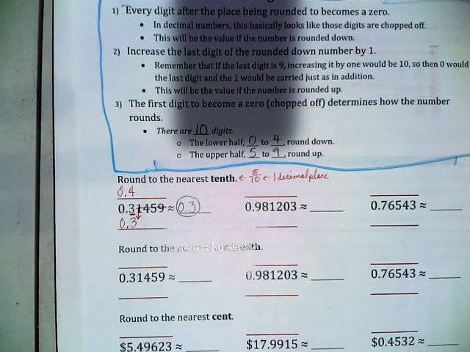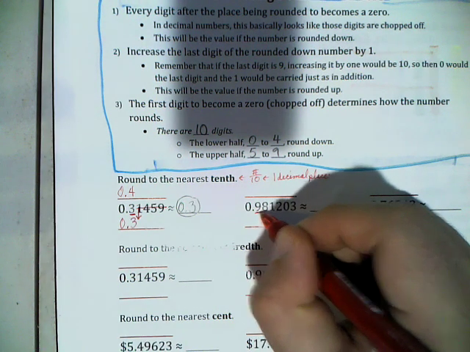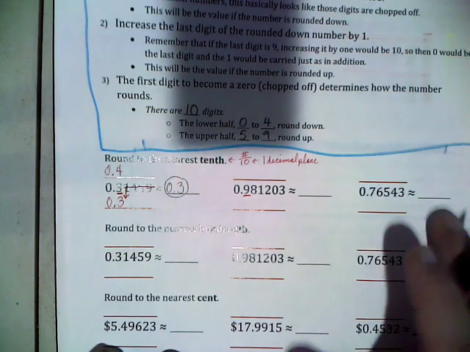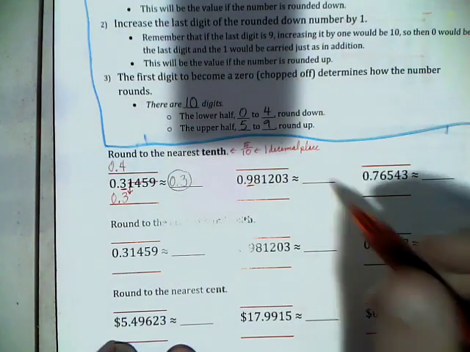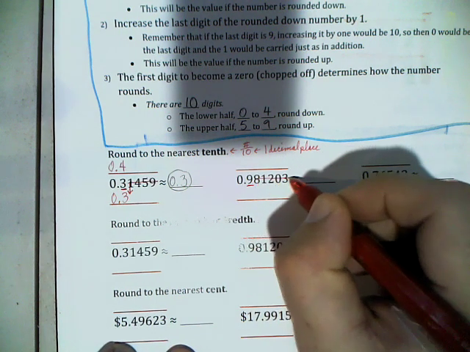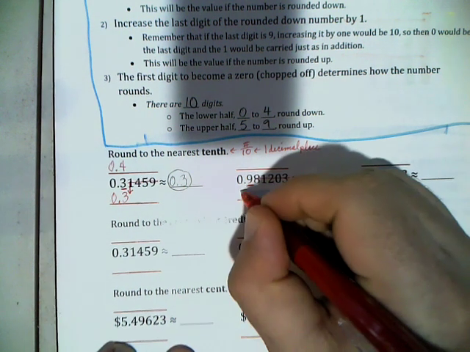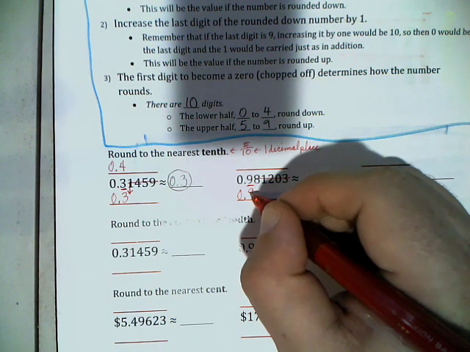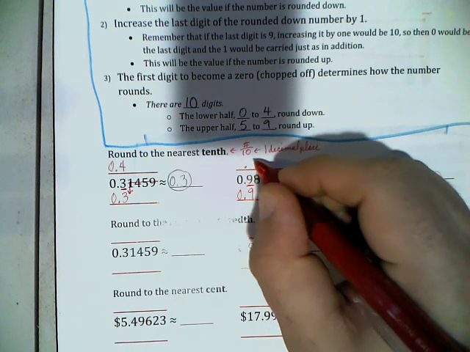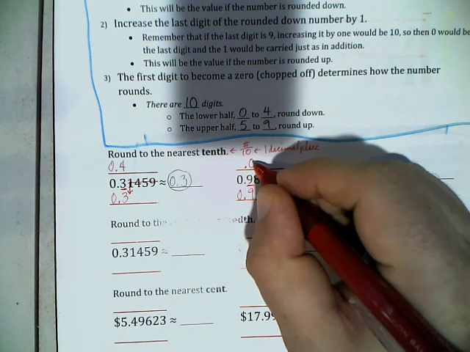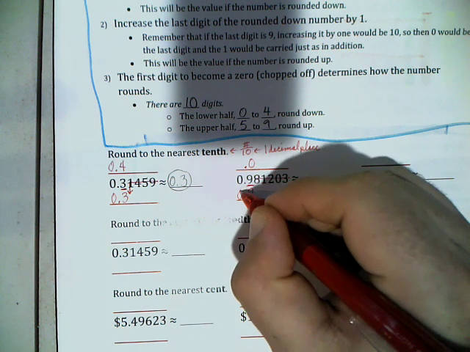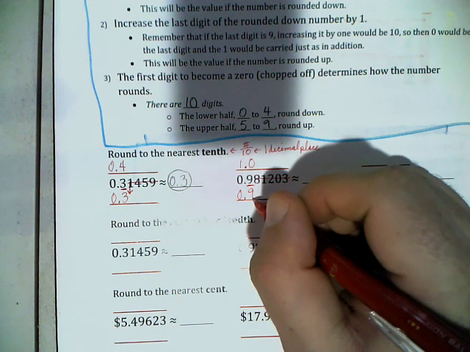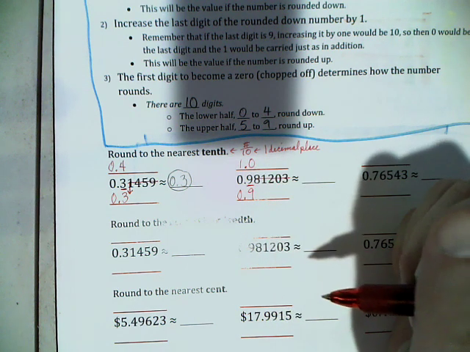So if we come over to this next number, 0.981203, to the nearest 10th means we're rounding to the nearest 1 decimal place. So we're going to keep the 9, but everything after it's getting chopped off. So this will be 0.9 if it rounds down, and then if we increase that by 1, then remember that 9, we're going to have a 0 here, and then the 1 will carry over. So 0 and 1 makes 1. So this is in between 0.9 and 1.0, which 1.0, of course, would just be 1.